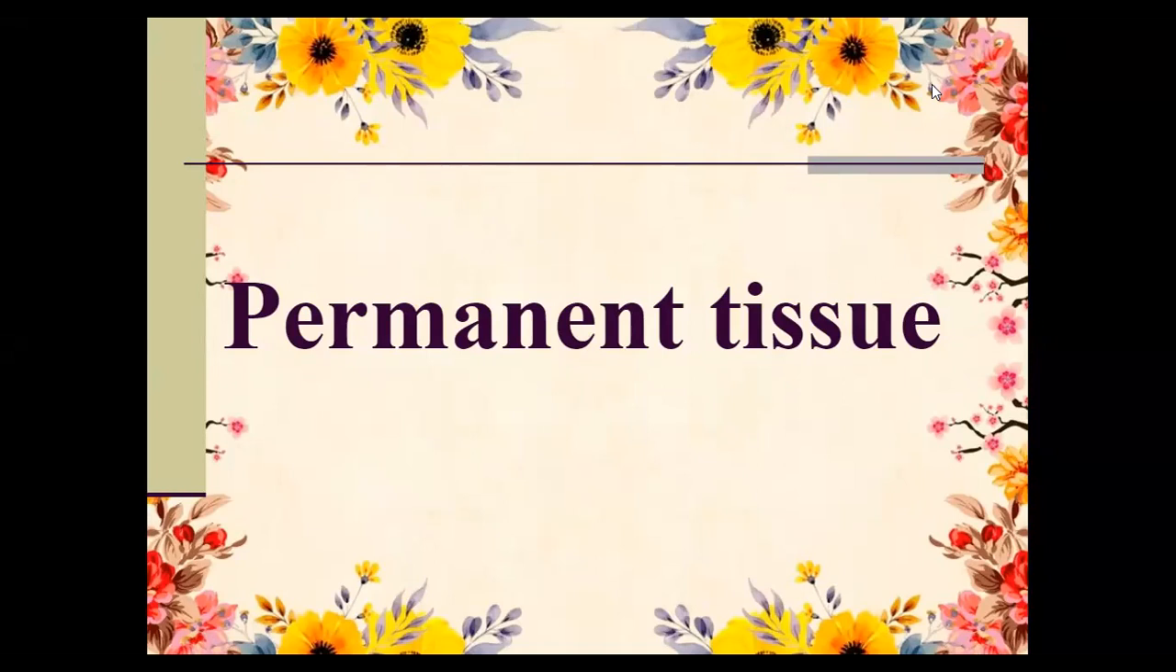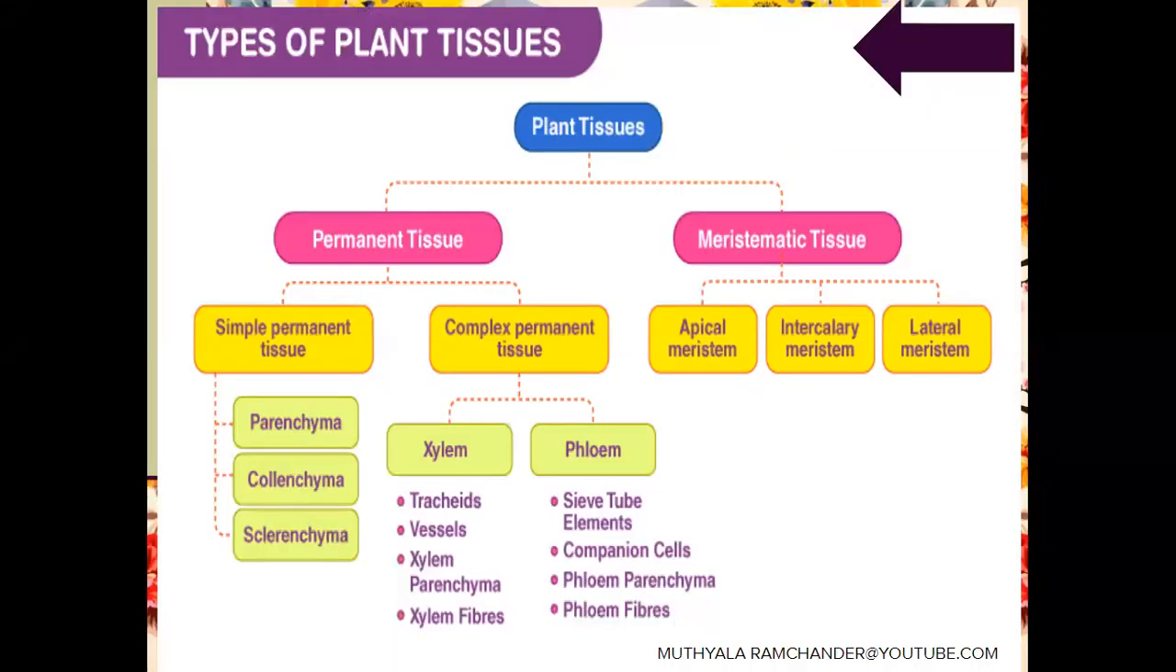Permanent tissues in plants. Permanent tissues are of the following types. Mainly the permanent tissues are developed from the meristematic tissues. The meristematic tissues are of three types: apical meristem, intercalary meristem, and lateral meristem. These three types of meristems participate in periclinal or mitotic divisions, and they develop into permanent tissues.